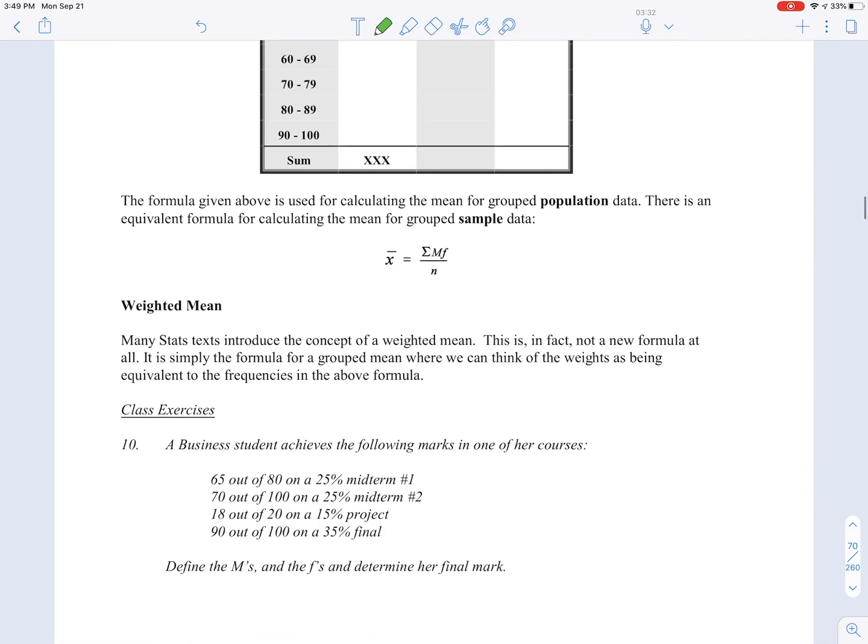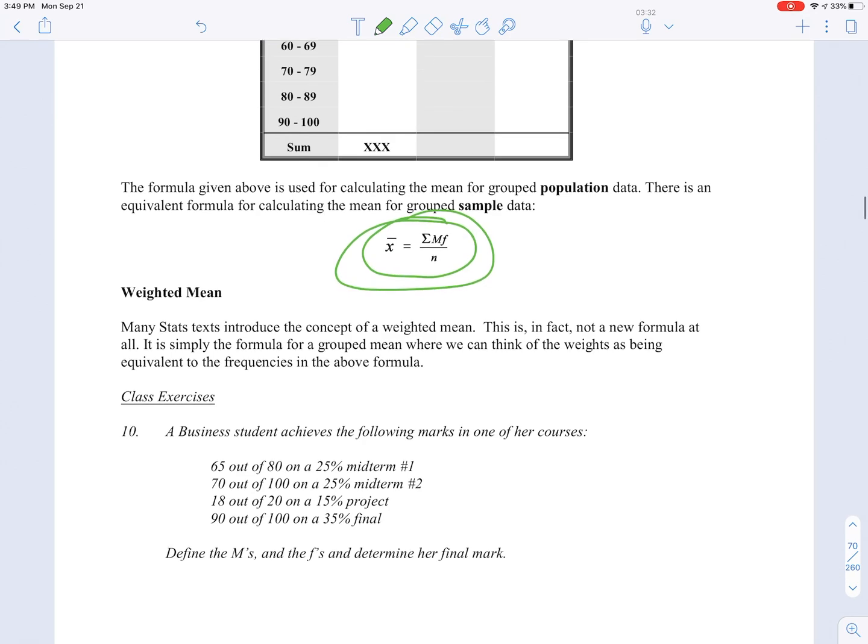The formula above is used for calculating the mean for grouped population data. An equivalent formula for sample data is x bar is equal to the sum of the mf's over n. So same substitutions as we had before: we would have a little n instead of a big N, and then you'd have an x bar on the left-hand side instead of a mu. But otherwise, the calculation is exactly the same.